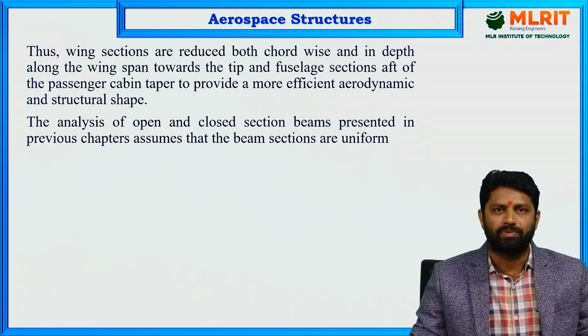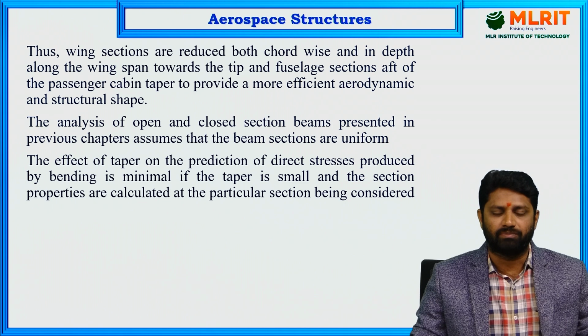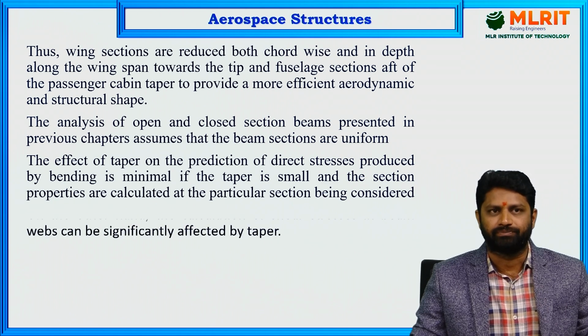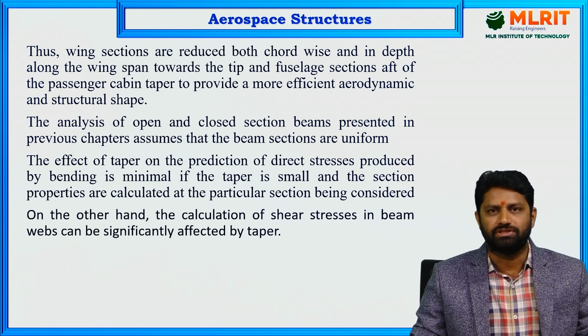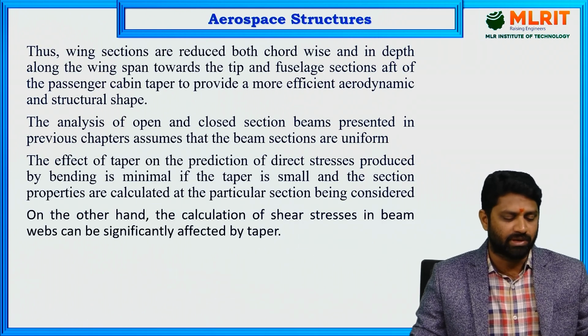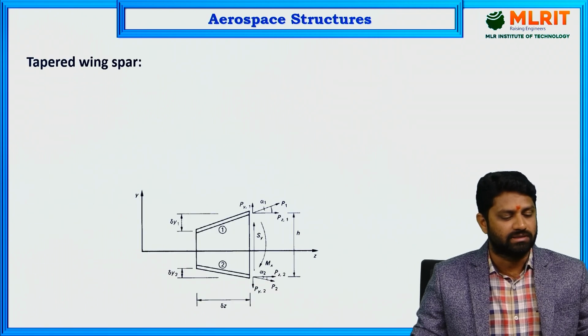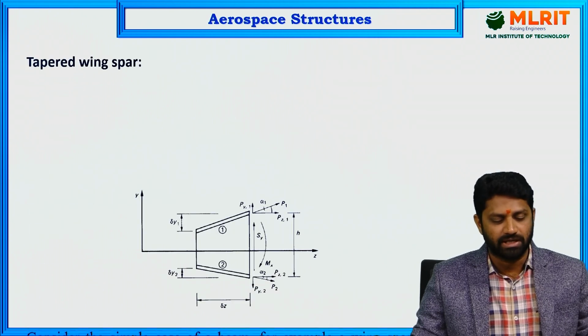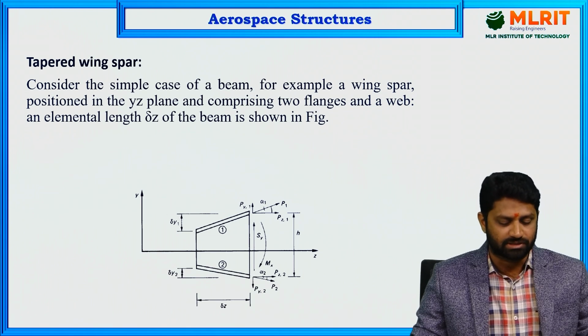The analysis of open and closed section beams presented in previous chapters assumes that the beam sections are uniform, but the effect of taper on the prediction of the direct stresses produced by bending is minimal if the taper is small and the section properties are calculated at the particular section being considered. On the other hand, the calculation of shear stresses in beam webs can be significantly affected by taper. So therefore, let's see the analysis of this taper by considering one example, a tapered wing spar example here, and let us look into this diagram.